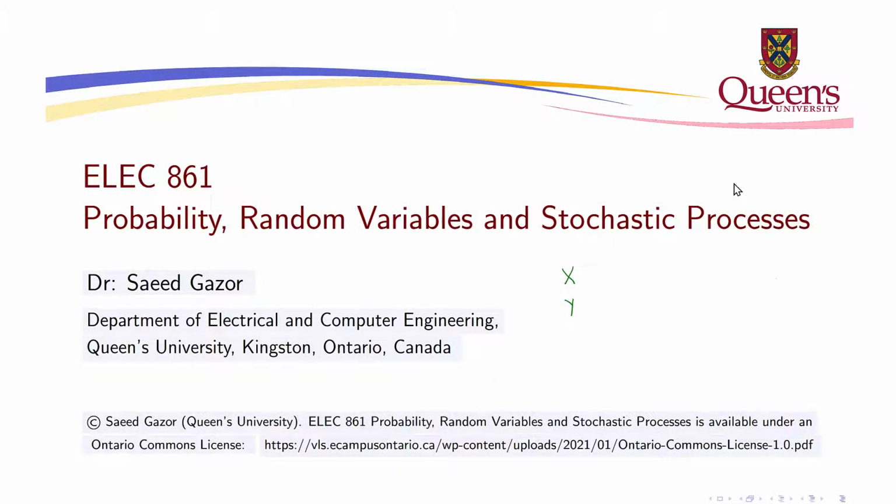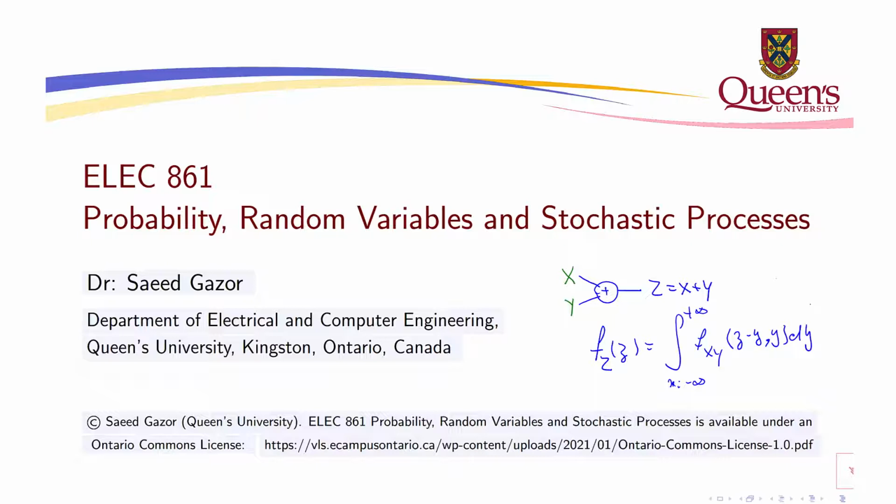Using that method, we found the expression of the PDF of the sum of two random variables, Z equal X plus Y, and we showed that f_Z(z) is equal to the integral over, let's say X, from minus infinity to plus infinity of f_XY(x = z minus y, y) dy.